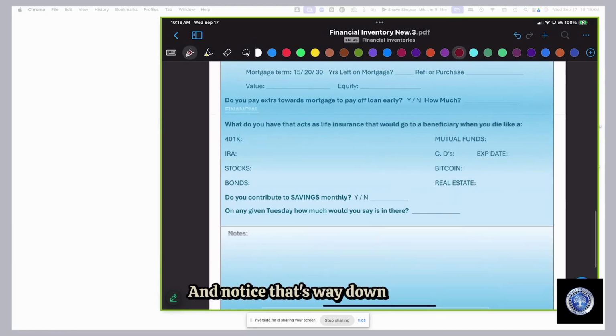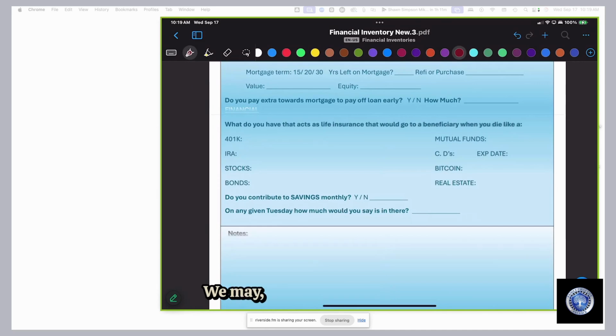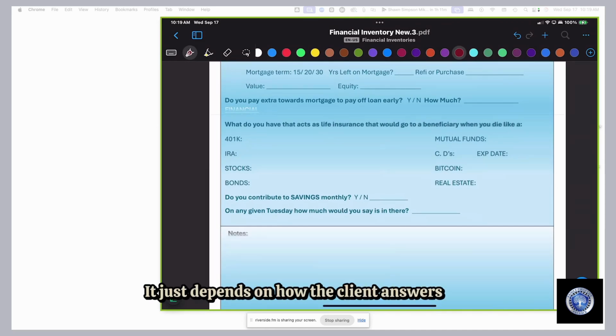And notice that's way down here because we're not going to use the financial inventory to go in line. We may, but maybe we don't. It just depends on how the client answers the question.